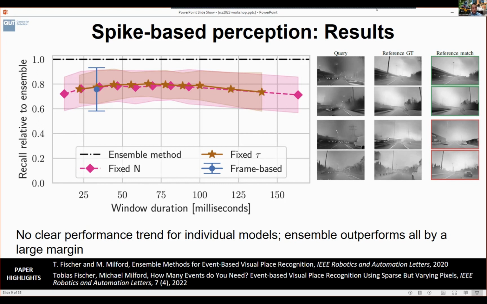And you can see that the performance of this ensemble-based approach is superior to a number of alternative approaches that only do image reconstruction and localization off a single time scale. So you get consistency in performance and significantly improved performance from this ensemble approach to event camera-based perception.